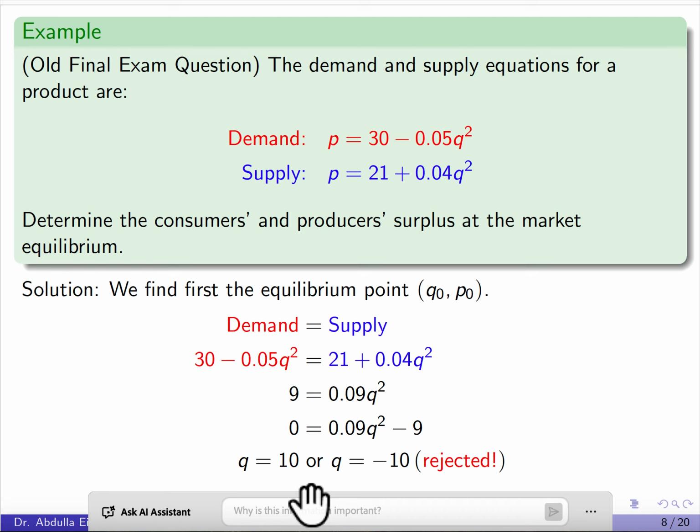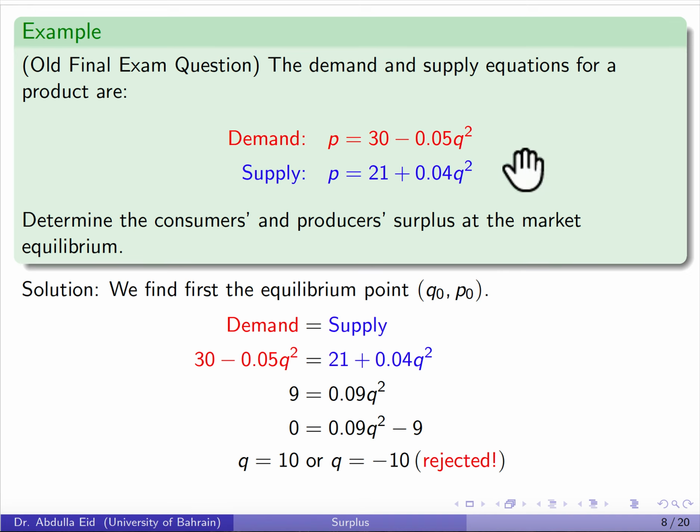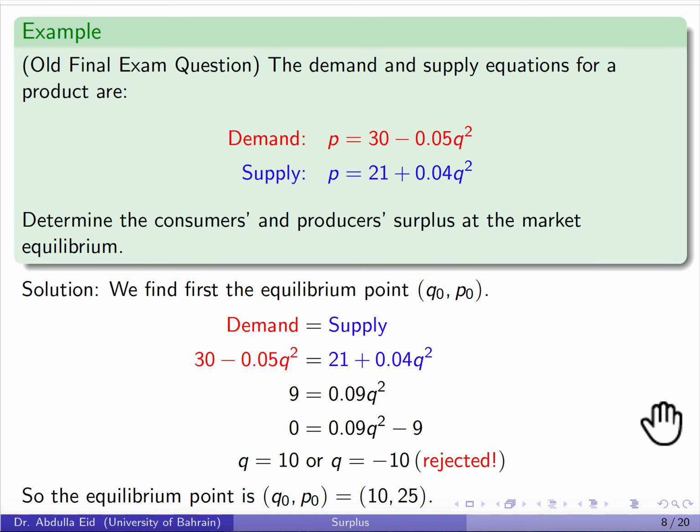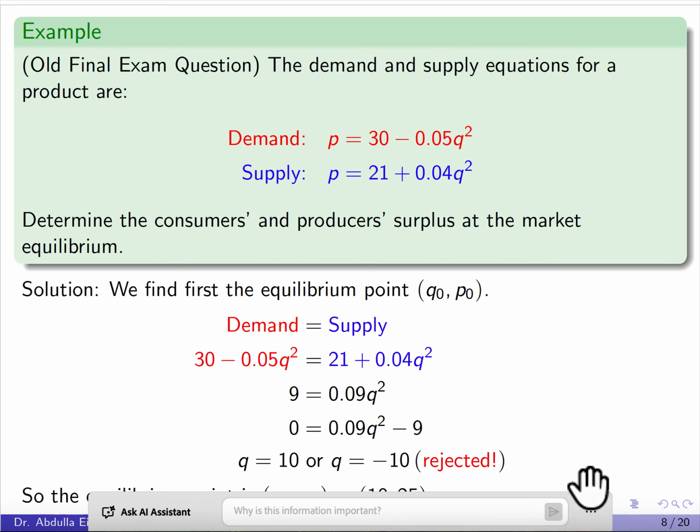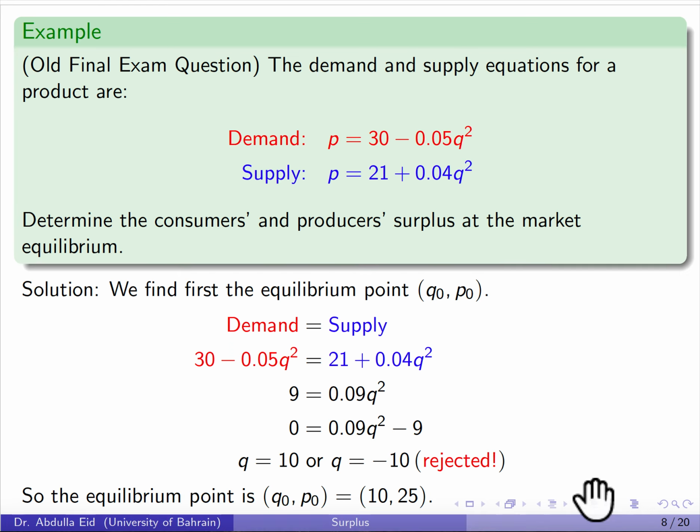But that doesn't tell me the price associated with q equal to 10. So either you substitute q equal to 10 in the first equation, or use the second equation. In both cases you get the same answer, which is 25. So q0 is 10, p0 is 25.